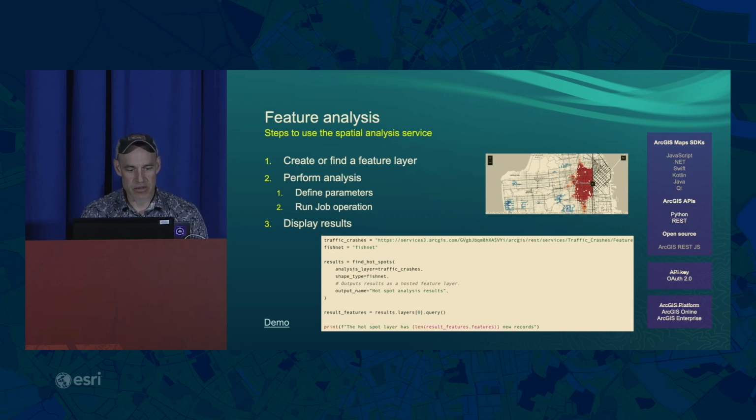So here you can see an example of traffic crashes. This is in Python. We set up a fishnet as the type, and we're going to find hotspots against this point layer, and you can see the results up top. What it takes is an analysis layer in, fishnet as the shape type out, and then we query the features and display those to the screen. So yeah, let's take a look at a couple examples, and we'll go from there.